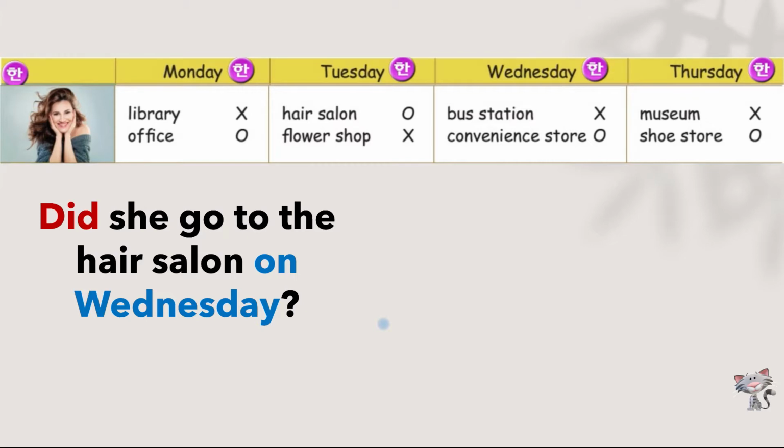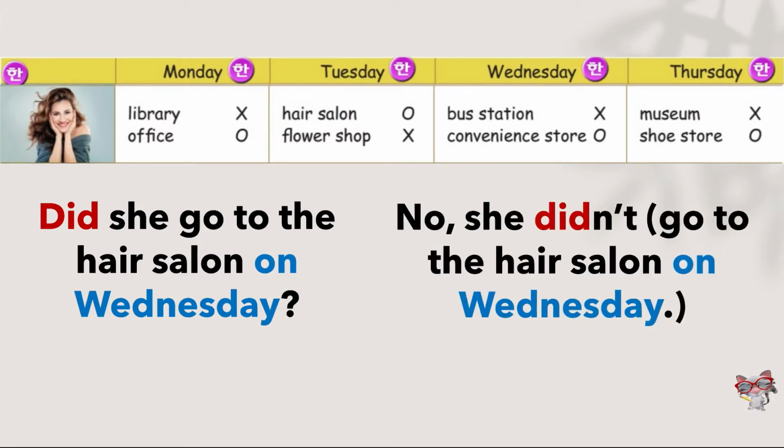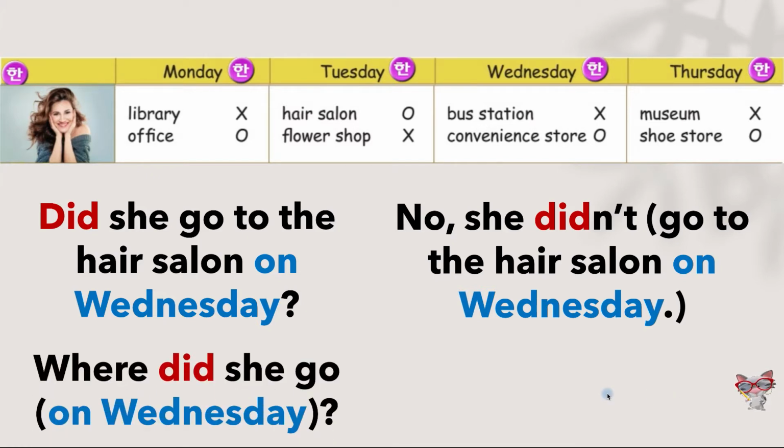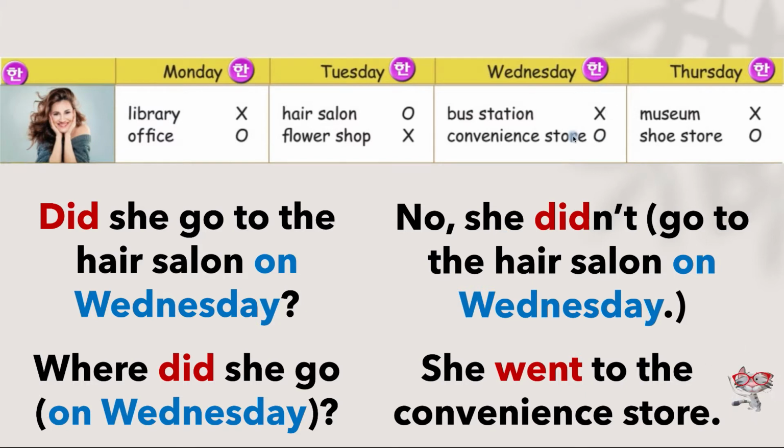So let's look at our next person. Did she go to the hair salon on Wednesday? No. She didn't go to the hair salon on Wednesday. Yeah, so even though hair salon's here on Tuesday, she didn't go on Wednesday. So, no, she didn't. So we can ask the question. What question? Yeah, the W question. Where did she go on Wednesday? On Wednesday, she went to the convenience store. Yeah, she went to the convenience store.